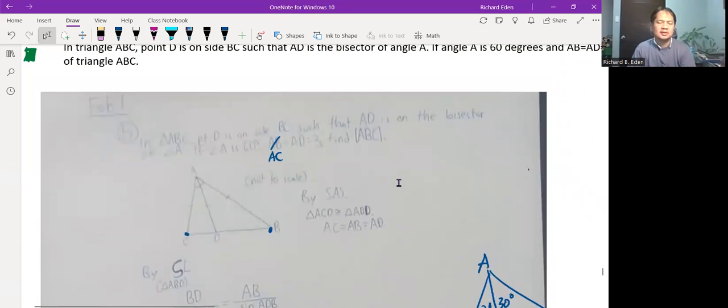Oh, okay. Sige, let's see. By SAS... wait, what? No, we don't know this. AB is equal to AD. Alam po natin AB is equal to AD, and then we know the angles are the same. We can't actually tell if AC is equal to AD. It doesn't follow. So you're saying these three sides are all congruent? In the end, not necessarily, diba? No.